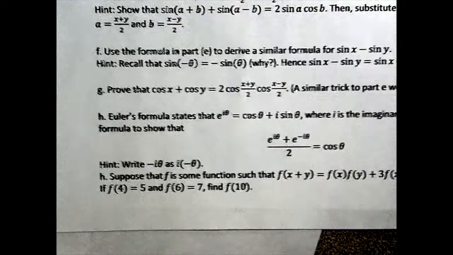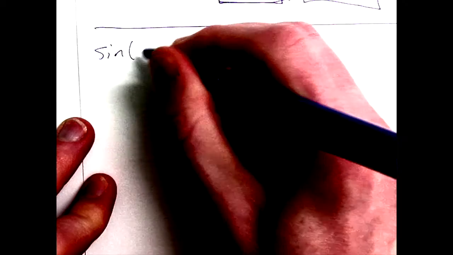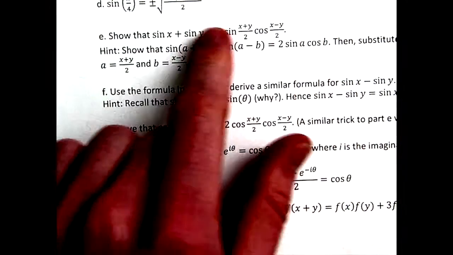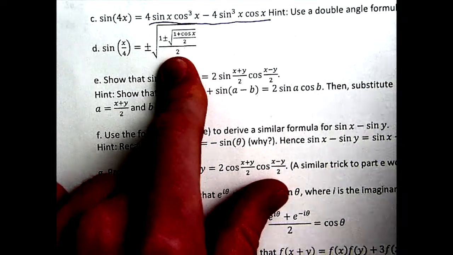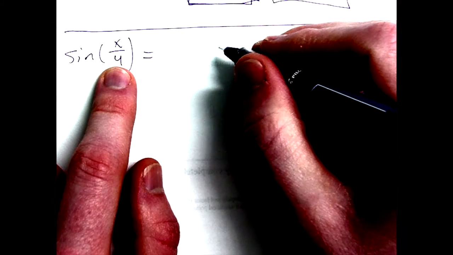I think D is maybe pretty similar to C. Instead of 4x, it's x over 4. The idea overall is pretty similar. So here's what we're going to do. So sine of x over 4. I don't give you a hint at all. But hopefully what you can notice is that this is actually half of something.